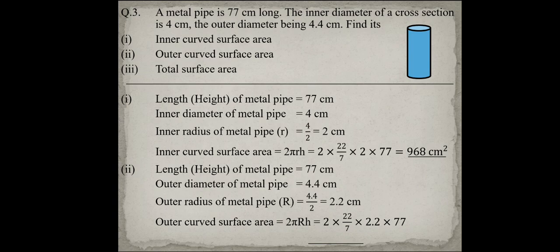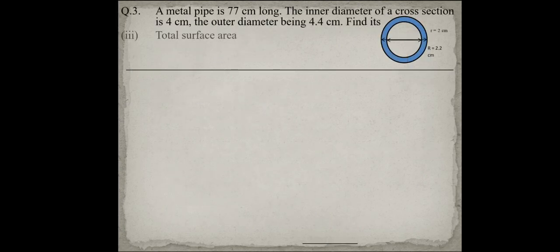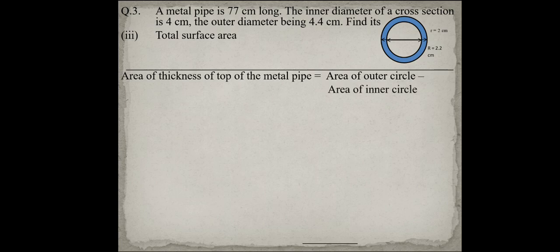2 into 22 upon 7 into 2.2 into 77, that is equal to 1064.8 centimeter square. Now in the third part, we will find out the total surface area. In total surface area, we will add inner surface area and outer surface area, as well as we will find out the area of the thickness from bottom as well as from top.